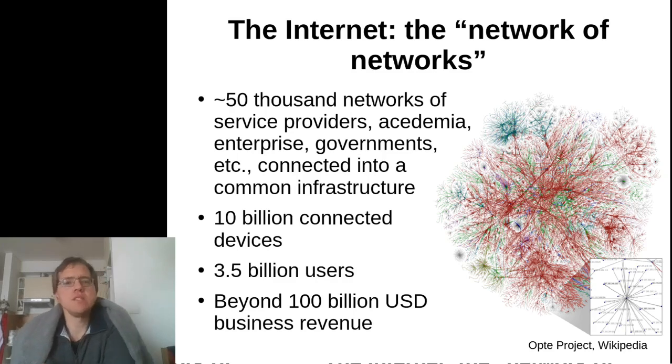So the internet is the network of networks. This is maybe a little bit of a pulp fiction sort of definition of the internet. But in fact, what happens is that there are lots of networks which in themselves can be very complex and can have non-trivial internal structure.